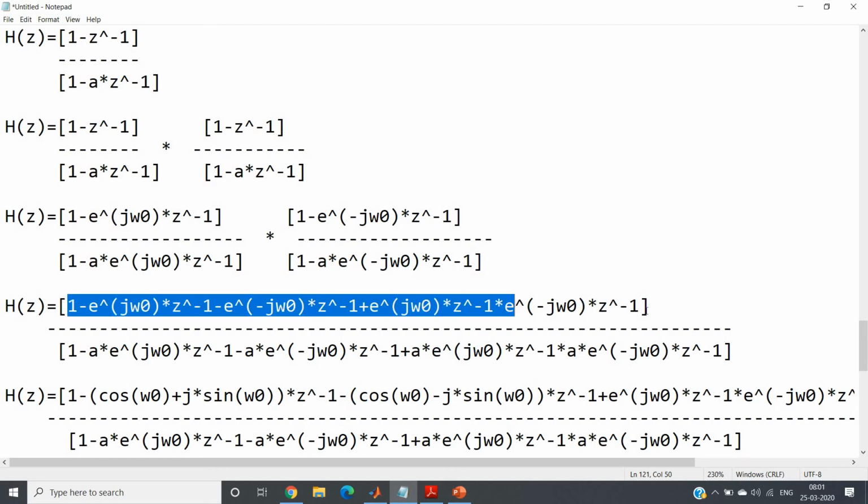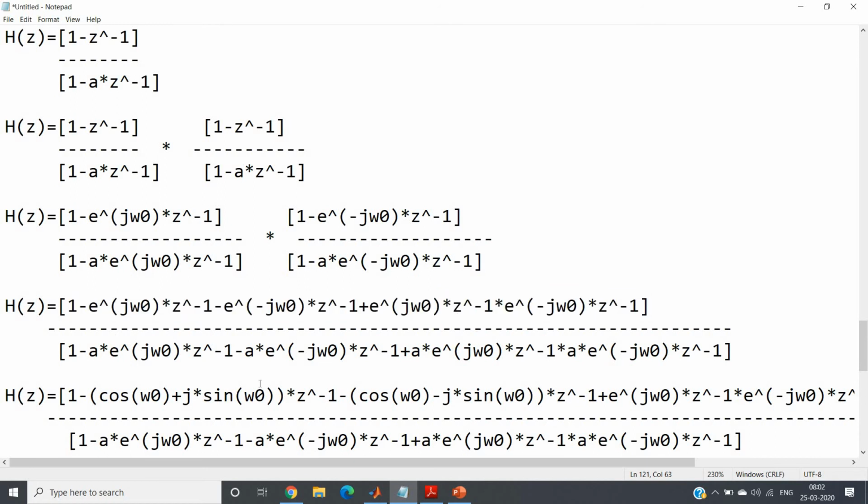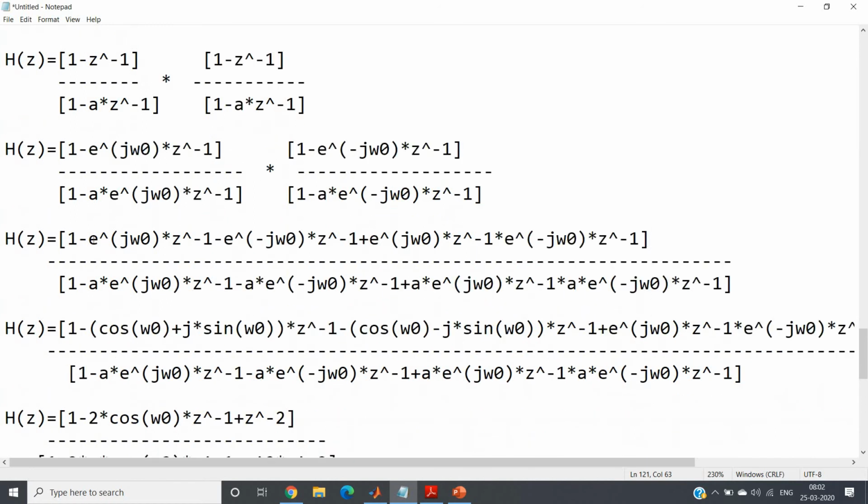That's what I have written here after multiplication. Now you can see that further we can simplify e to the power j omega naught as cos omega naught plus j sin omega naught, right? Similarly, e to the power minus j omega naught as cos omega naught minus j sin omega naught, and keeping this particular term unaffected, that is e to the power j omega naught into z to the power minus 1 into e to the power minus j omega naught into z to the power minus 1.